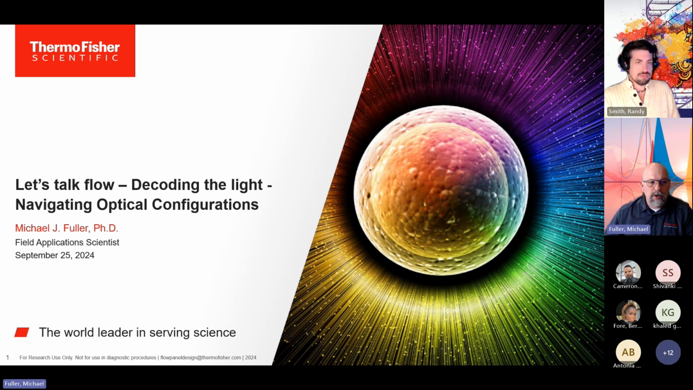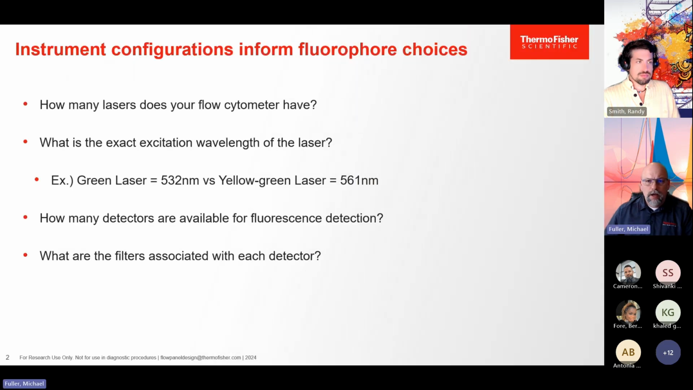I will be talking to you today about optical configurations of your flow cytometers. For those of you who were in attendance in our May session, you probably remember talking about how to assign fluorophores and all of the important things that you have to consider when you are choosing fluorophores for your flow panels. Those points, if you remember, you need to know how many lasers your flow cytometer has and what the excitation wavelengths of those lasers are. For example, blue lasers are 488 nanometers typically, a green laser could be 532. So it's important to know these wavelengths.